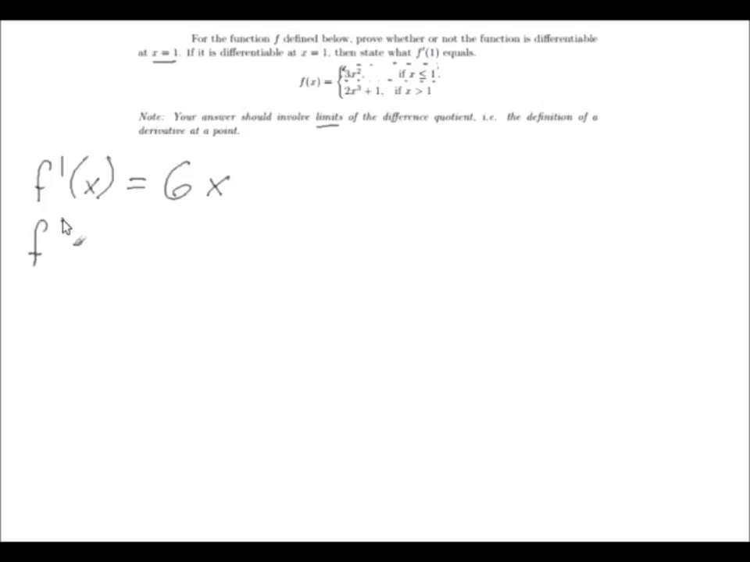So we're gonna have f prime of 1 equals 6 times 1. And now this is the hardest part, because now we have to multiply 6 times 1. That is really difficult. Done. So now we know that at x equals 1, f prime of 1 is 6. So what does this mean? This actually means that this is the slope of the tangent line of that function.